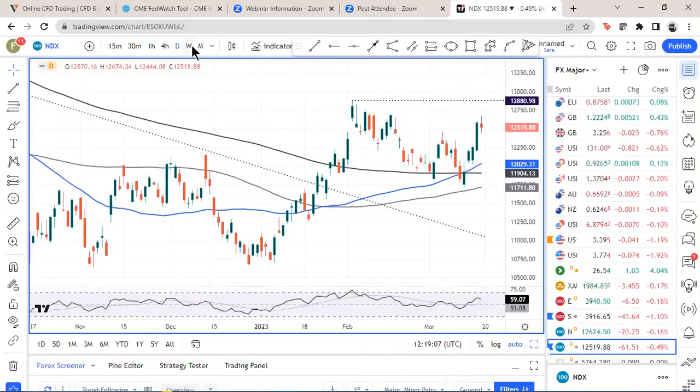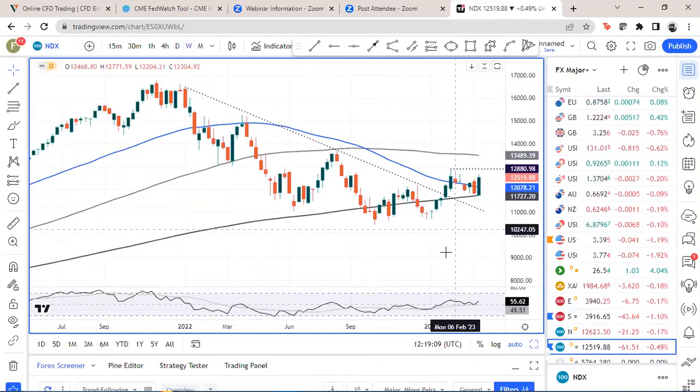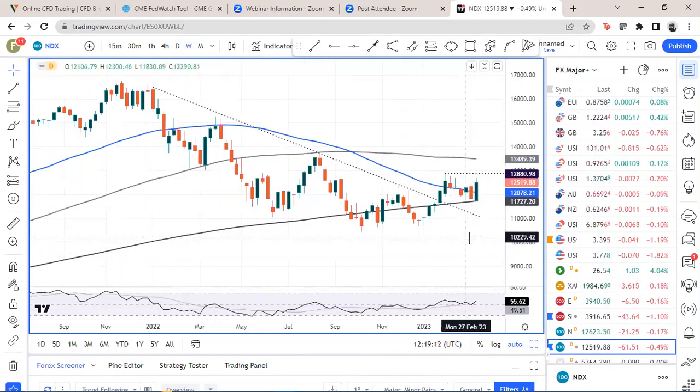NASDAQ 100, if you go to the weekly, you can see, I think we pointed out two weeks ago, that big bearish engulfing candle. So that looked bearish. It didn't look good. All the prices from that week engulfed the previous week. But then we had a bullish engulfing candle. You can see here, all the prices, the range, engulfing the previous week's range.